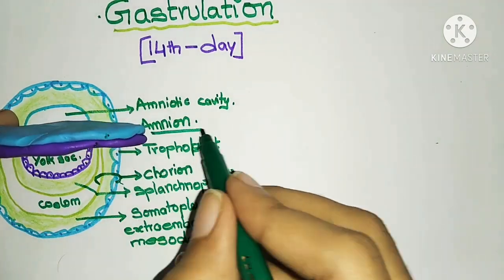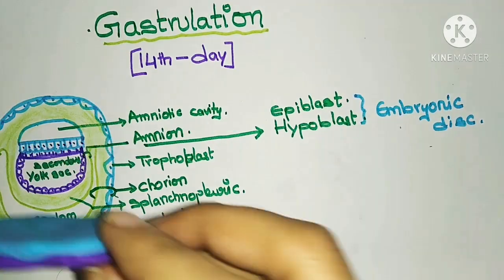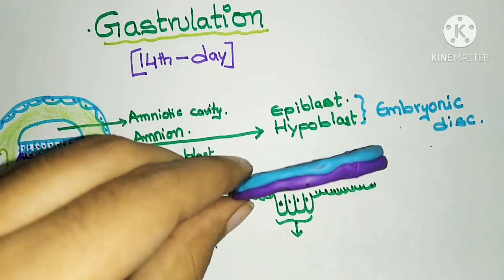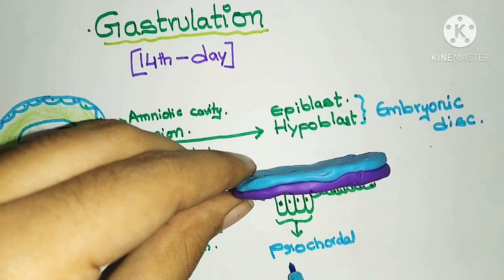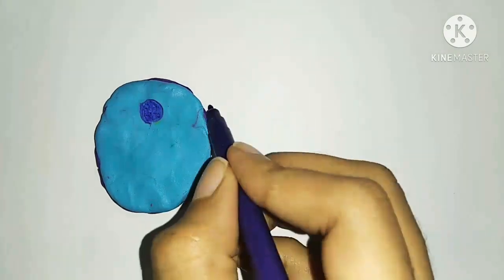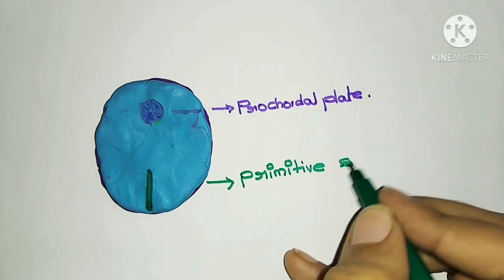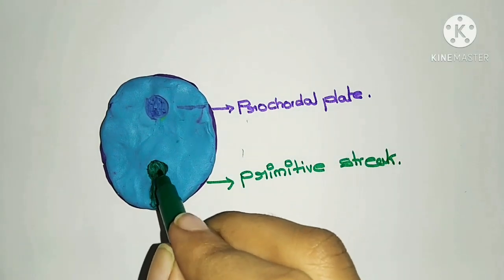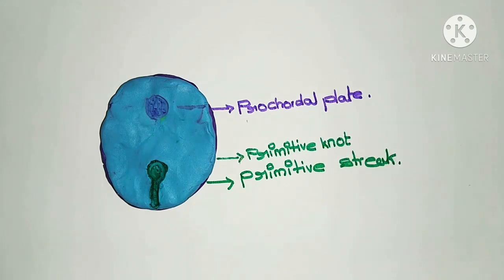Let us consider this as the bilaminar germ disk, that is hypoblast and epiblast, also called endoderm and ectoderm. Here in the endoderm, the cuboidal cells will change into columnar cells, that is called the prochordal plate. It will be in the head end of the endoderm. Now at the tail end, there will be a primitive streak in the epiblast. This is the primitive node from where the epiblast cells will migrate and form the mesoderm.